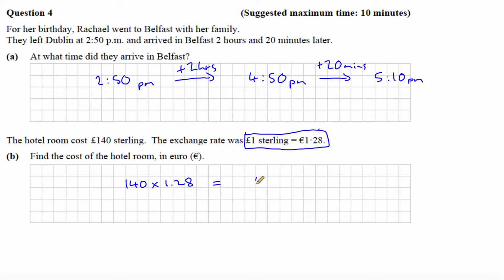So when you do that in your calculator, you get 179.20. Make sure you put your units in. That's euros, €179.20.